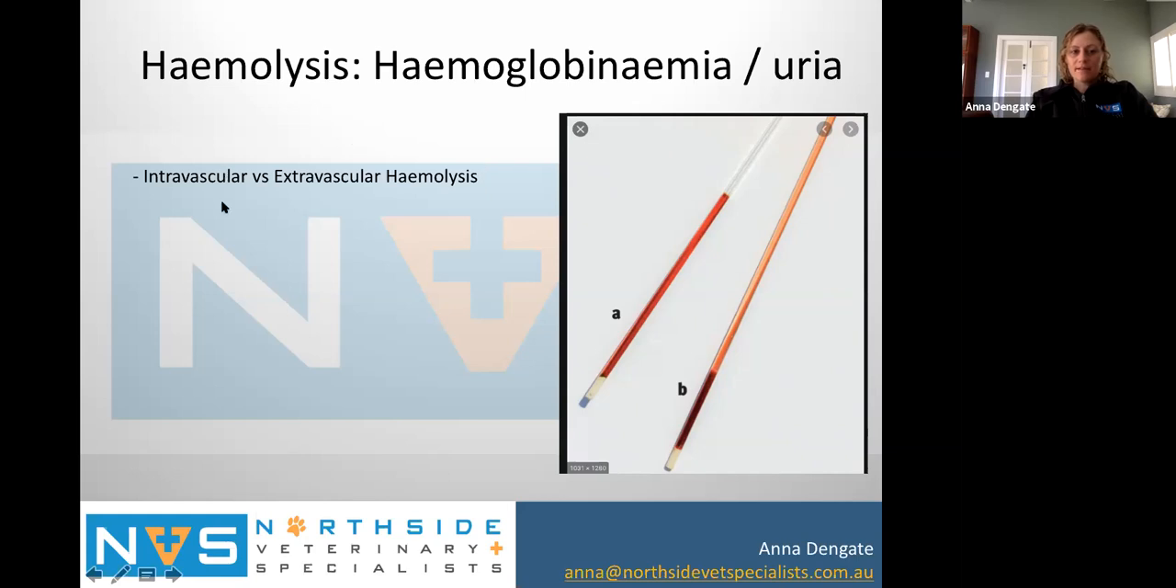So we talked about intravascular versus extravascular hemolysis. So this is a picture of hemoglobinemia, and this is a very bad picture of hyperbilirubinemia. But that serum does look a little bit pink tinged. But we typically see hemoglobinemia with intravascular hemolysis and hyperbilirubinemia with severe extravascular or intravascular hemolysis.